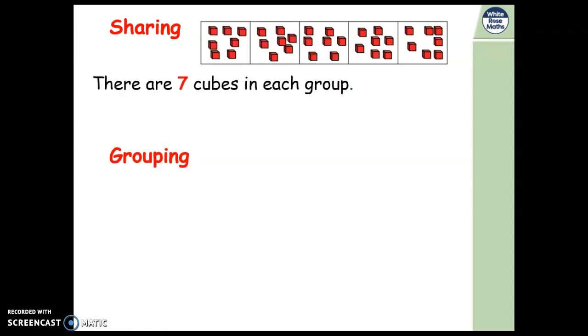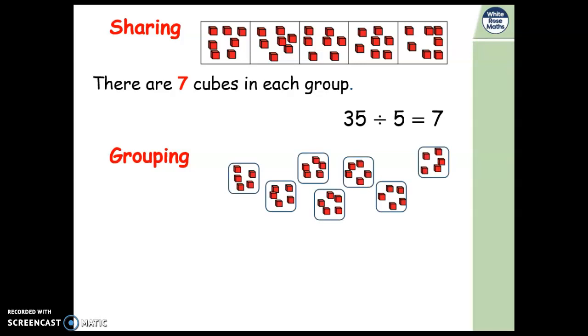Sharing, there are 7 cubes in each group. 35 divided by 5 equals 7. Grouping, there are 7 groups of 5. 35 divided by 5 is 7. So even though the wording's different and perhaps your working out's different, the sum will actually look the same.